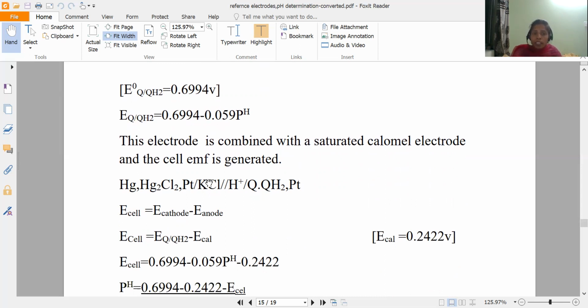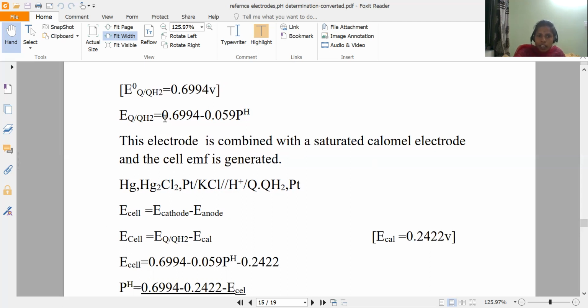Now when these two are combined, EMF will be generated. What is EMF? EMF is also called E cell. EMF or E cell is equal to E cathode minus E anode. But which is the cathode? The left side is anode, the right side is cathode. Quinhydrone is the cathode, calomel is the anode. So in place of cathode, write quinhydrone. In place of anode, write calomel. But from here we know what is E QQH2.